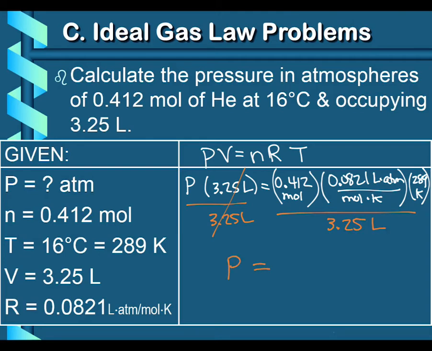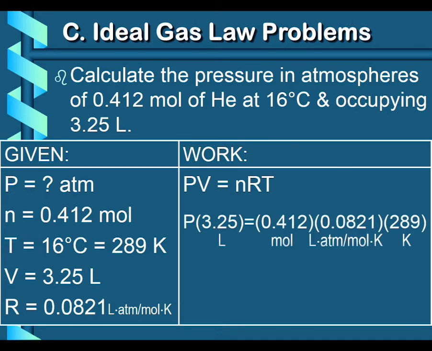and get pressure all by itself, I can see that some things are going to cancel here, liters and liters. This Kelvin's really in the numerator, that one's in the denominator. This mole is in the numerator, this one's in the denominator, so those are going to cancel, and I am left with atmospheres in the numerator. So when you solve for this, you're going to get 3.01 atmospheres. So make sure you can put all of this into your calculator properly.